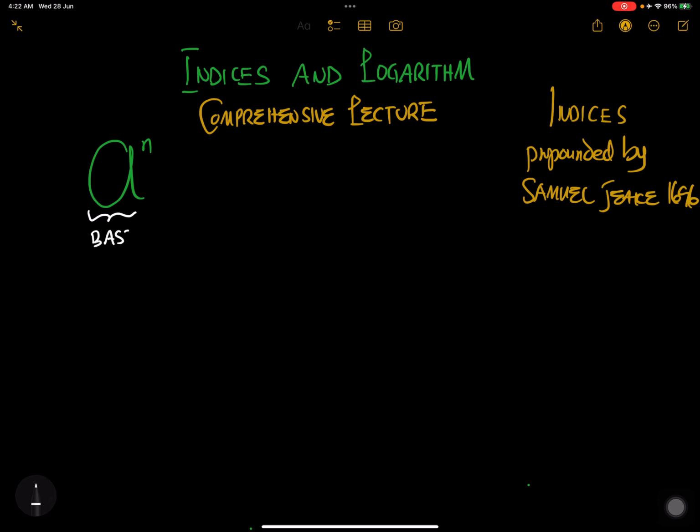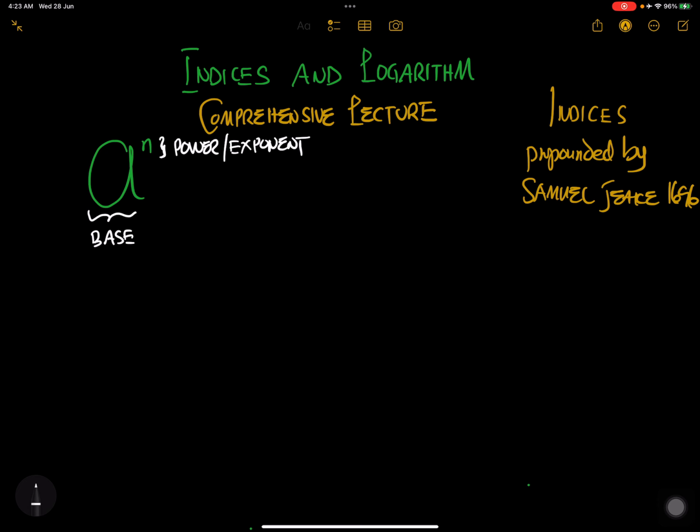and this is usually called the base, and then the one on top here is known as the power, or some books will say exponent. So whenever you see something of this form, then you know you are dealing with indices.